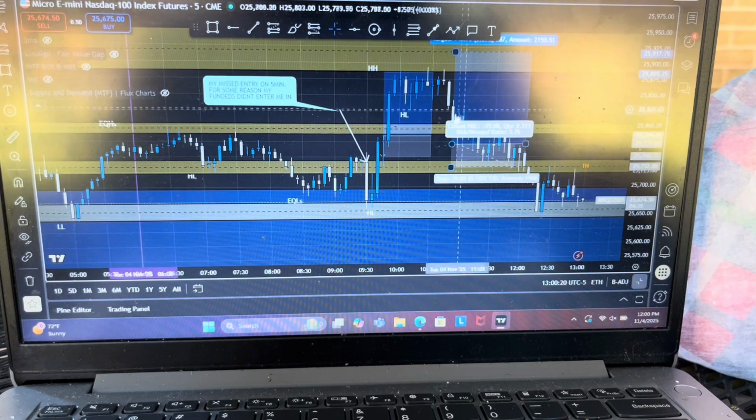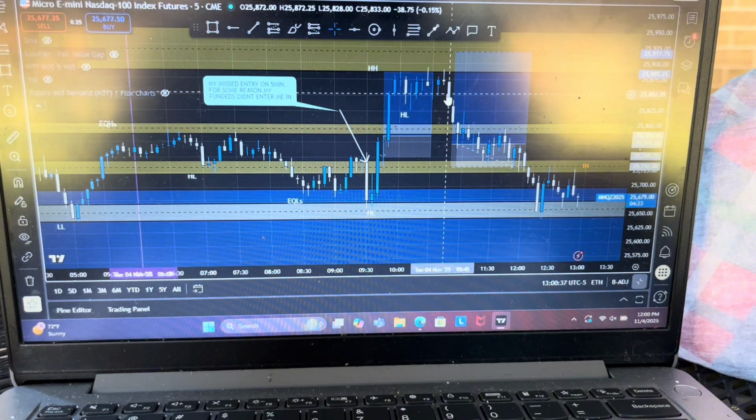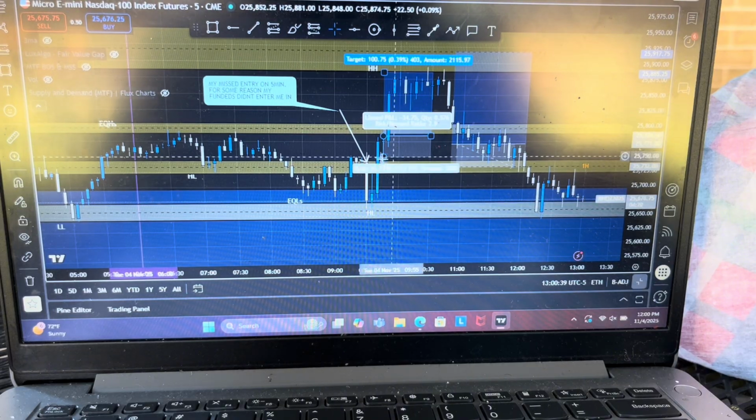Also, initially I wasn't going to get into this trade. Not even lack of confidence, but second guessing. Second guessing happened right around this area. It wanted me to get more and more confirmations, but I was like, you know what? I'm not going to second guess myself. I'm going to go ahead and jump into the trade.